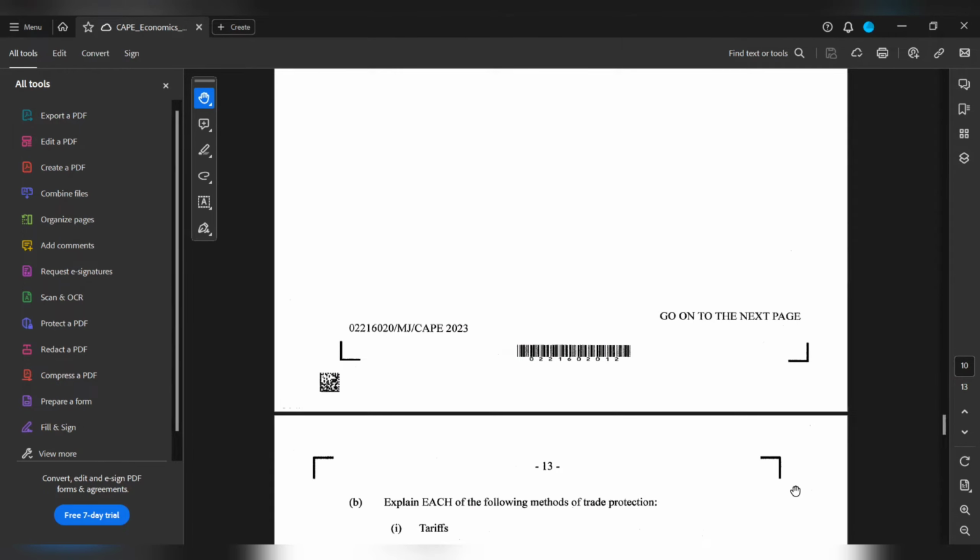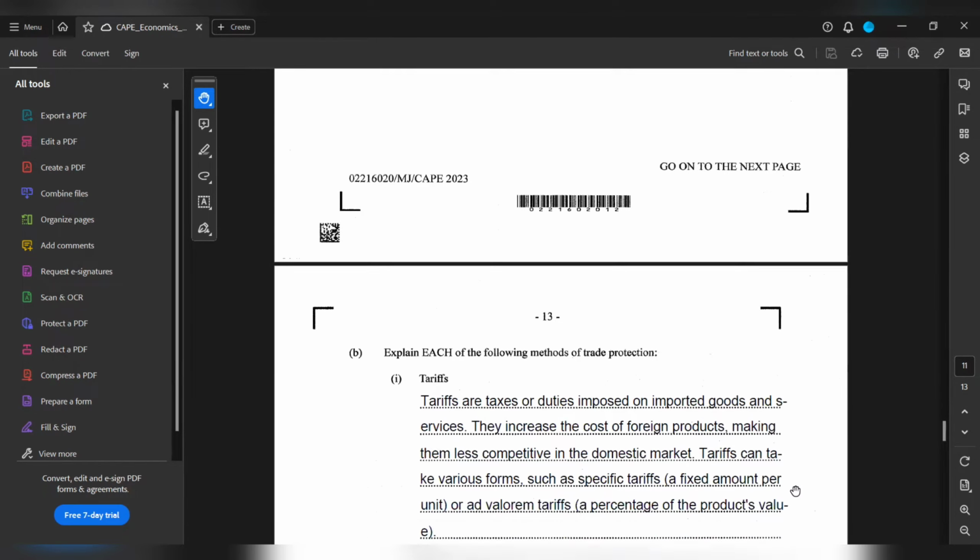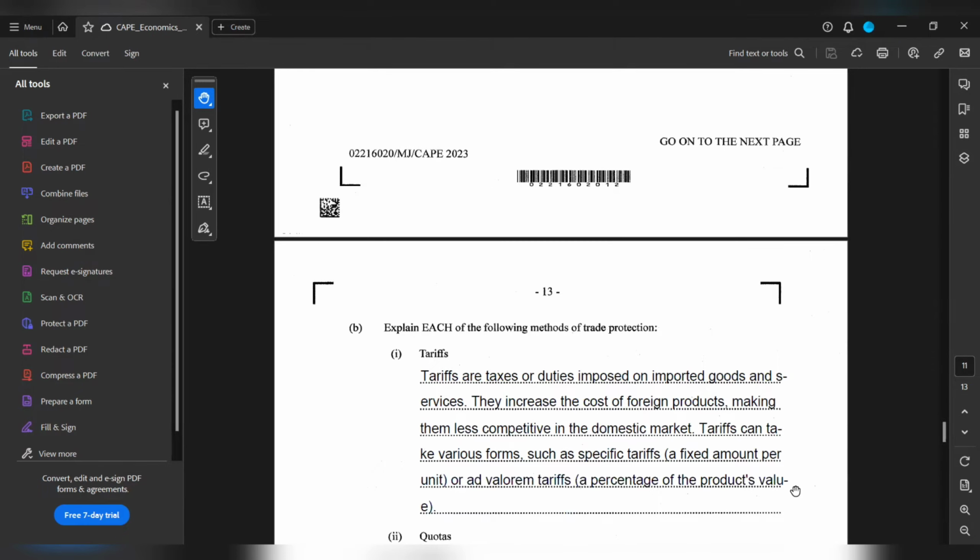Part B explains the following methods of trade protection. Tariffs. Tariffs are taxes or duties imposed on imported goods and services. They raise the costs of foreign products, making them less competitive in a domestic market. Tariffs can take various forms such as specific tariffs, a fixed amount per unit, or ad valorem tariffs, a percentage of the product's value.